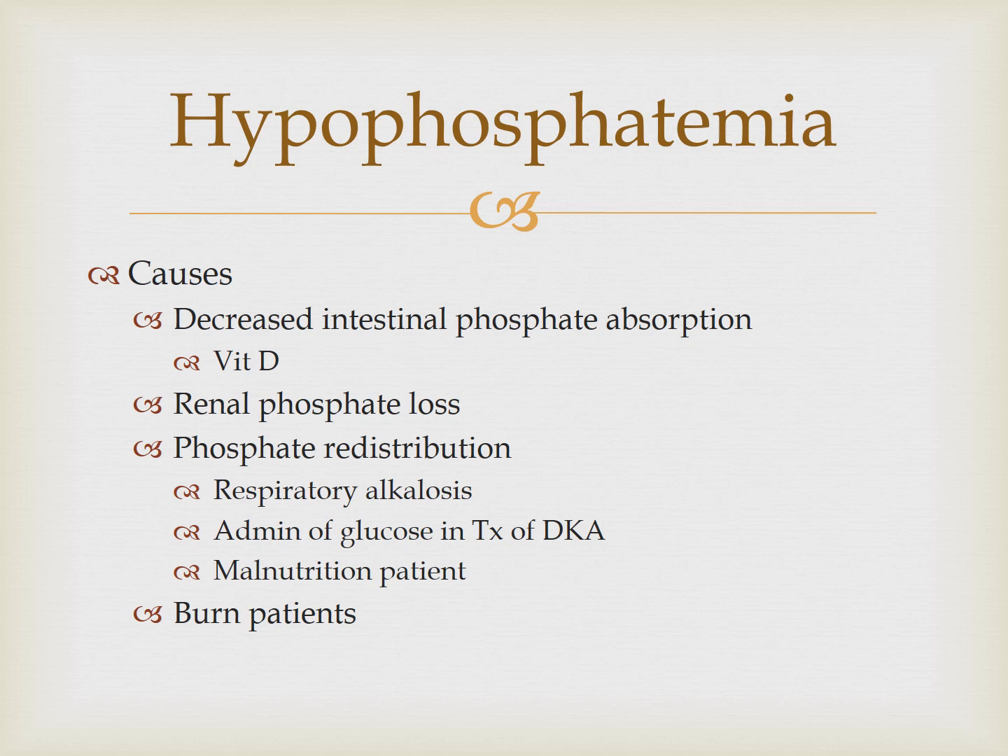Burn patients, they will have increased phosphaturia during fluid mobilization, so they can have hypophosphatemia. Refeeding syndrome, early on, when the patient comes in with bulimia nervosa or is really malnourished, you will give them food right away. They end up having diarrhea and everything else, and they lose a lot of phosphate, so they can have hypophosphatemia.